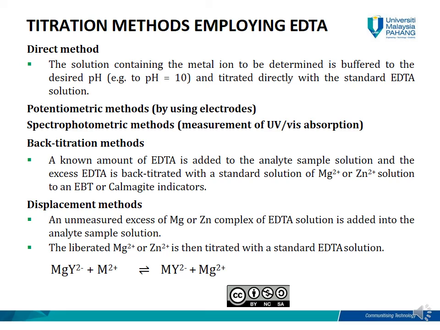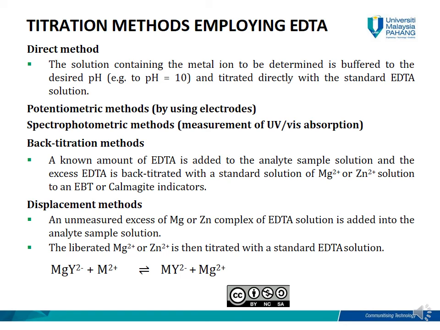Now let's look at the titration methods employing EDTA. The first one is the direct method. For this method, the solution containing metal ion is buffered to the desired pH and then titrated directly with the standard EDTA solution. This method is much easier compared to the others. Second is the potentiometric method. This method uses electrodes, a probe, and you need to determine the potential value from the electrodes that you use.